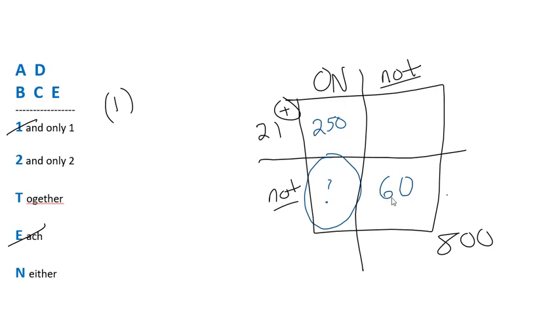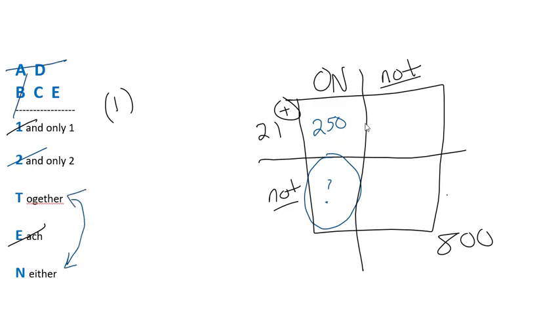So I ask, is that enough information to answer the question? It's not quite enough. We can find the sum of the people in this box and this box. That's going to be what? 800 minus 60 minus 250. So we do know the number of people in the lower left and the upper right. Not quite enough, so I'm going to erase all of that. We can't say that statement 2 gave us sufficient information. So A and D were gone, B is gone.